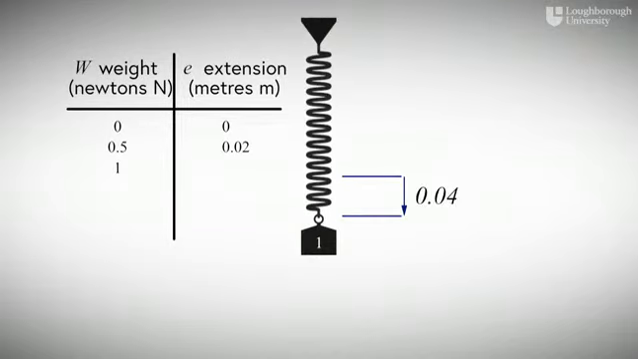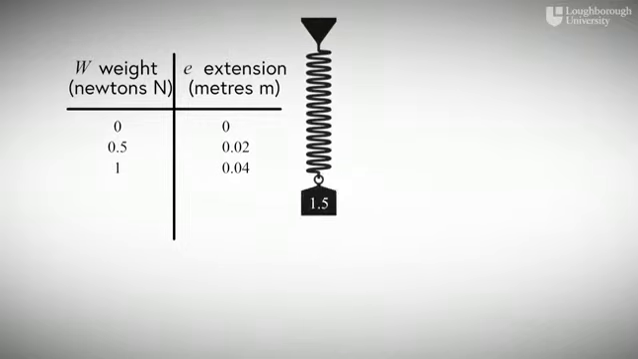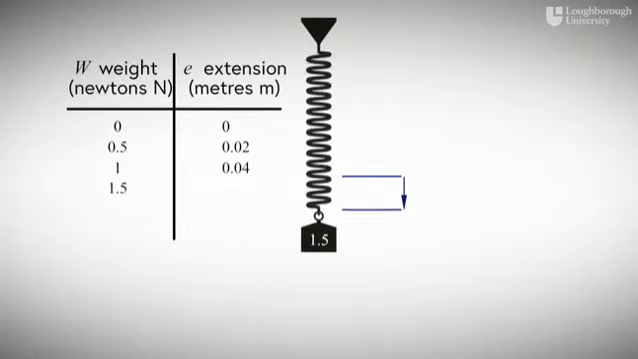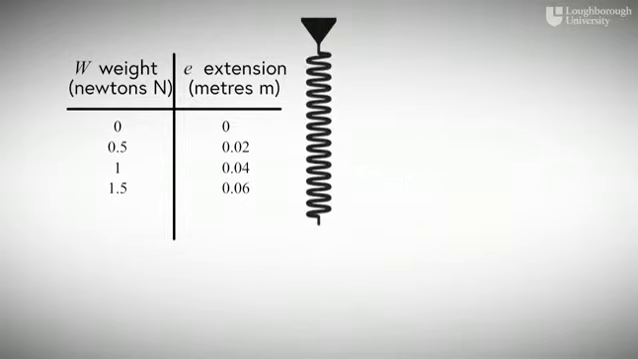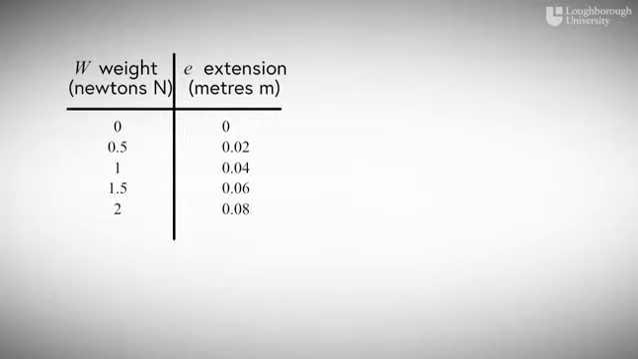The measurements obtained are shown in this table. So, for example, when the object attached has weight 1.5 newtons, the extension of the spring is 0.06 meters, that is 6 centimeters. When there is no weight attached, there will be no extension.